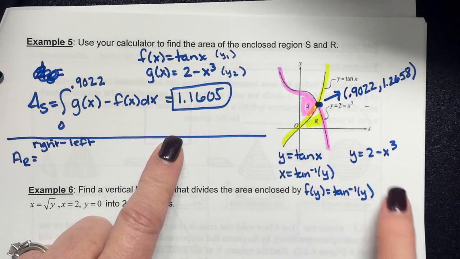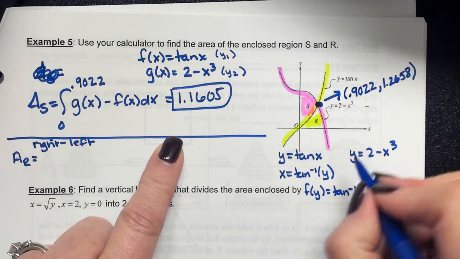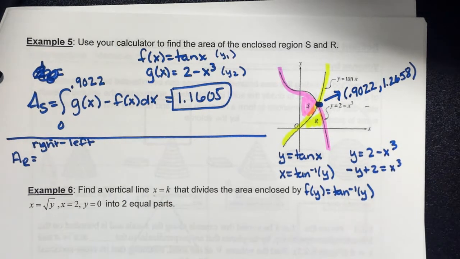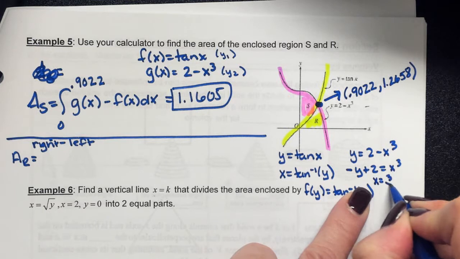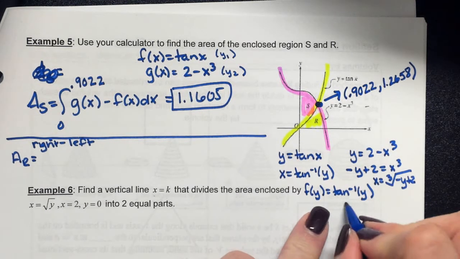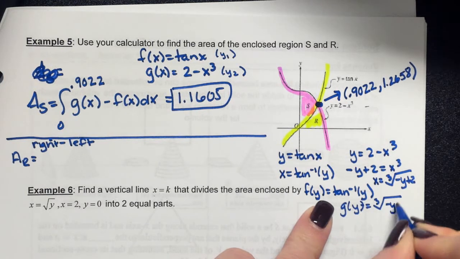So now to solve for x, I'm going to have to subtract 2 and divide by a negative, so that's going to give me negative y plus 2 is equal to x to the third. Then what do you have to do to both sides? You're going to have to take the what? Cube root. So x is going to be equal to the cube root of negative y plus 2. So then my g of y is going to be equal to the cube root of negative y plus 2.